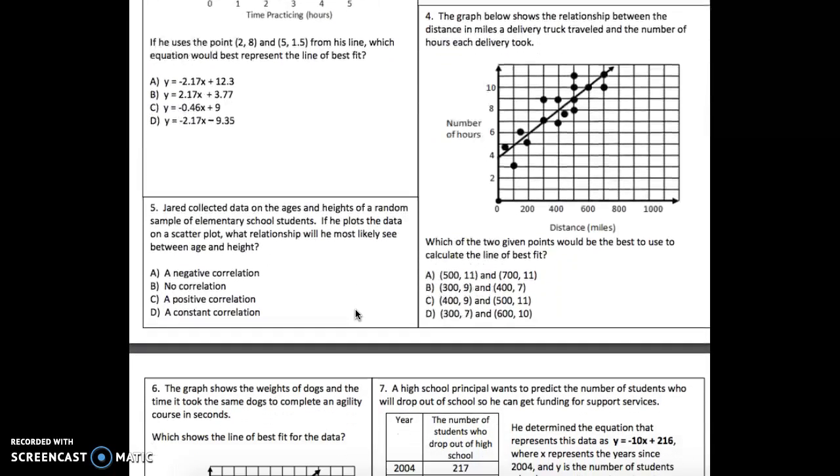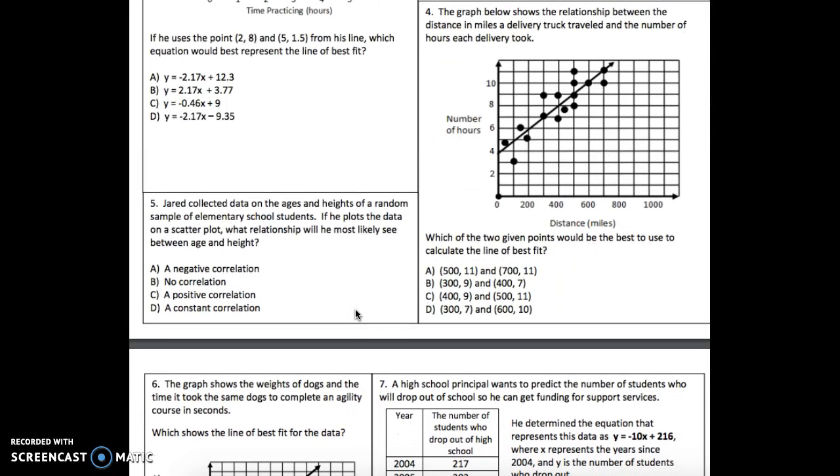Moving down to number 4. The graph below shows the relationship between the distance in miles a delivery truck traveled and the number of hours each delivery took. Which of the two given points would be the best to use to calculate the line of best fit? So what we're looking for is points that land on the graph on this line of best fit. So we have the point 5, 11. That's way up here off the graph, so we wouldn't want to use that.